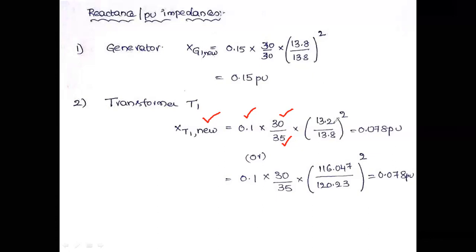Now 13.2 kV is the old value that is given in the problem itself. Now 13.8 is what you have chosen. So this is the primary voltage, right? If you multiply this, obviously you will get 0.078 per unit. Suppose you want the secondary side, obviously this is the formula. So MVA base new is equal to 30, MVA base old is equal to 35, and this is the original voltage you need to consider.